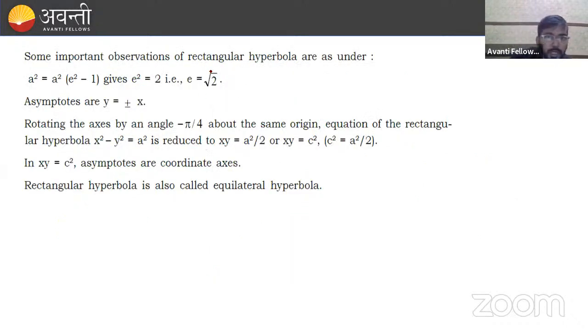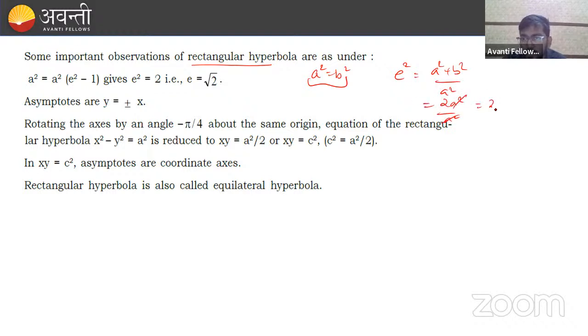Some important points about the rectangular hyperbola. We know that a square equals b square, so you can find the eccentricity. e square is given by (a square plus b square) by a square, which comes out to be 2a square by a square, which is 2. So the eccentricity of a rectangular hyperbola is always root 2. Asymptotes are y equals plus minus x.